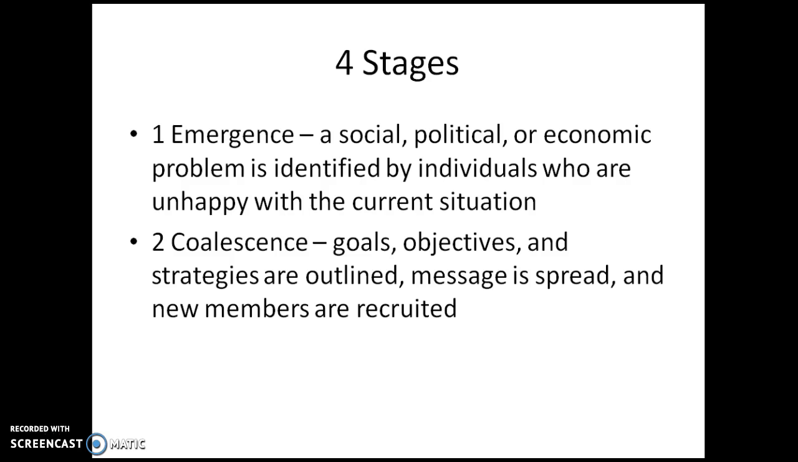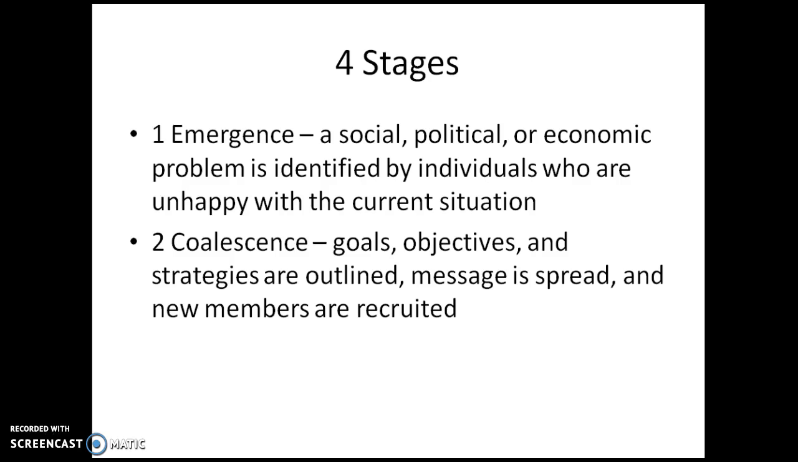For each one of those 4 social movements, they go through 4 stages. So the first stage is going to be emergence, and this is where we see some sort of social, political, or economic problem is identified by individuals who are unhappy with the current situation.